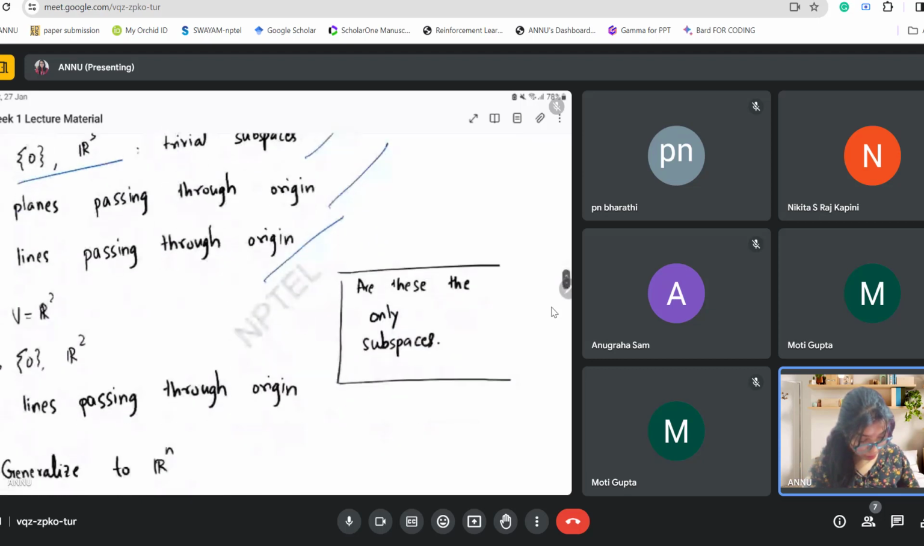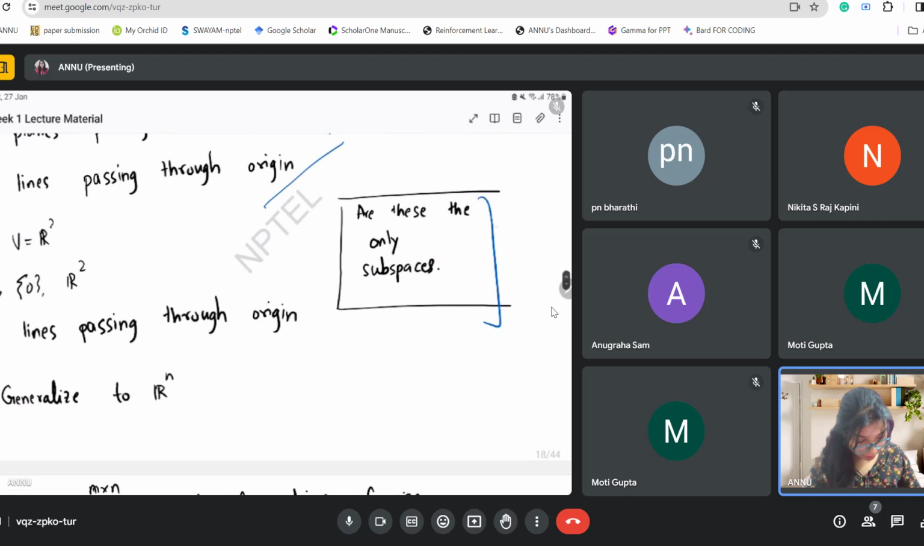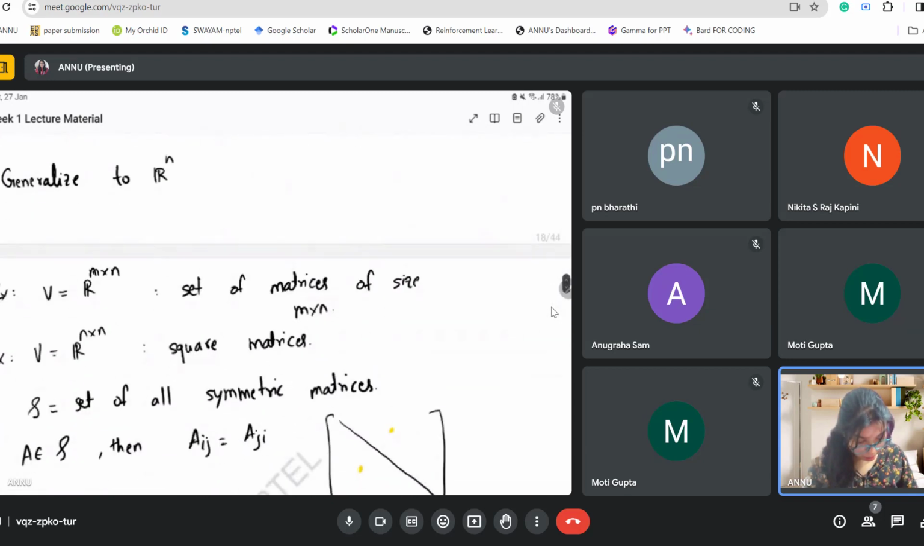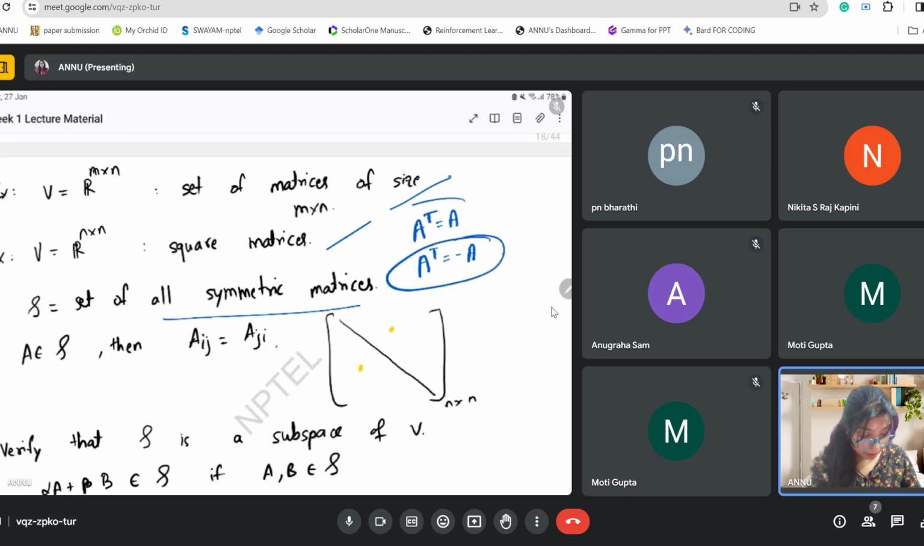Okay. So examples of trivial subspaces, again in R3 it is the same: planes passing through the origin, lines passing through the origin. Then again R3 itself is a subspace. Yes, for R3. Okay, the set of matrices we find is a subspace, a vector space. One more thing: the set of all symmetric matrices is also one. What is a symmetric matrix? A symmetric matrix is one where A transpose is equal to A. Similarly, A transpose equal to minus A is an anti-symmetric matrix. These are also subspaces. Tell me how.